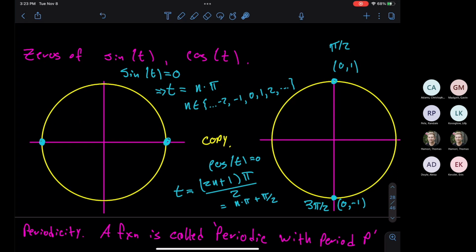So all of the numbers, all the inputs t, which will cause the sine function to be 0, will be the numbers like negative 3 pi, negative 2 pi, negative 1 pi, 0 pi, 2 pi, 3 pi, 4 pi, 5 pi, all of those numbers, right? Because those are the angles which point either straight to the right or straight to the left.